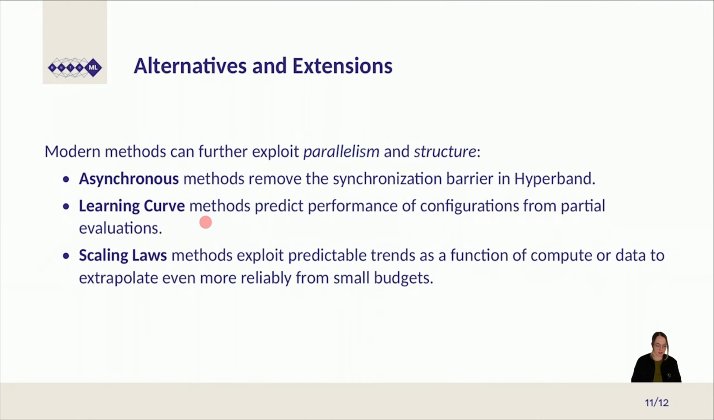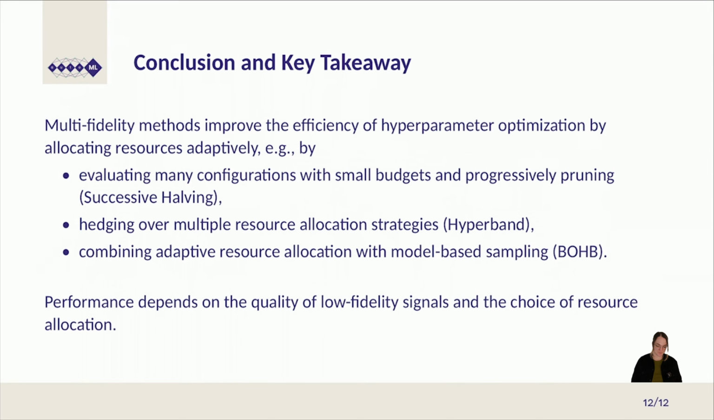Secondly, there are learning curve methods that directly assume that we are handling learning curves and extrapolate from partial evaluations. So if we have only seen the first few loss points of a learning curve, we can extrapolate how the learning curve will look with more budget. And this can also be combined with scaling laws, where we exploit predictable trends as a function of compute or data to extrapolate even more reliably from small budgets.